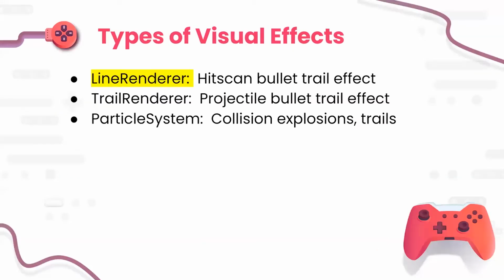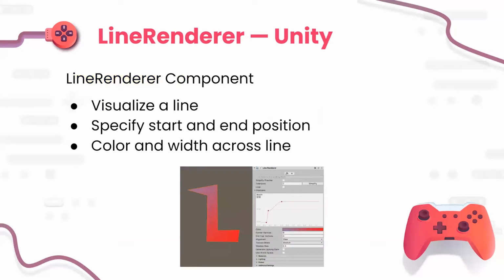Now moving on to visual effects. First there's a Line Renderer, which is a hitscan bullet trail effect. If you want to create an effect based on the ray that you're casting, you could create a bullet trail effect through the Line Renderer. The Line Renderer component will visualize the line, you specify the start and end positions of how you want the line to be, and you can specify the color and width. So you can make the line how you want it to be. If you want interesting, strange patterns with your line, you can go ahead and customize as much as you want.